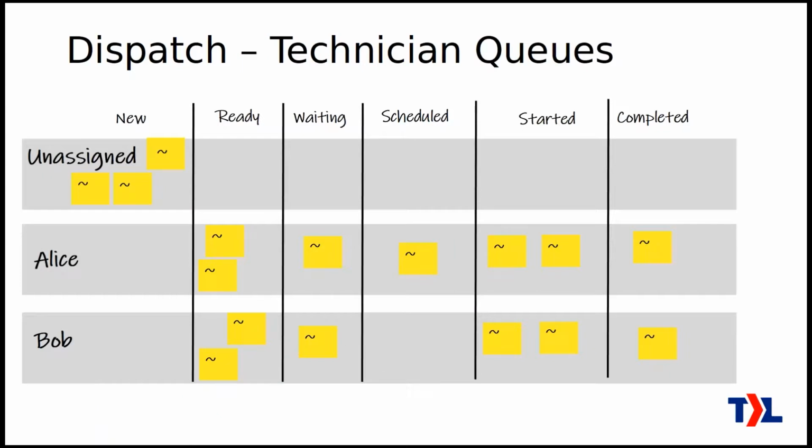So let's take a look at how this actually looks on a Kanban board, depending on which choice you make here. If you are going to choose the technician queues method, then the board is going to look a bit like this. You're going to have a lane for unassigned work, and a lane for all of the members in your team. So it could be 2 people, it could be 10 people, depending on how big your team is.